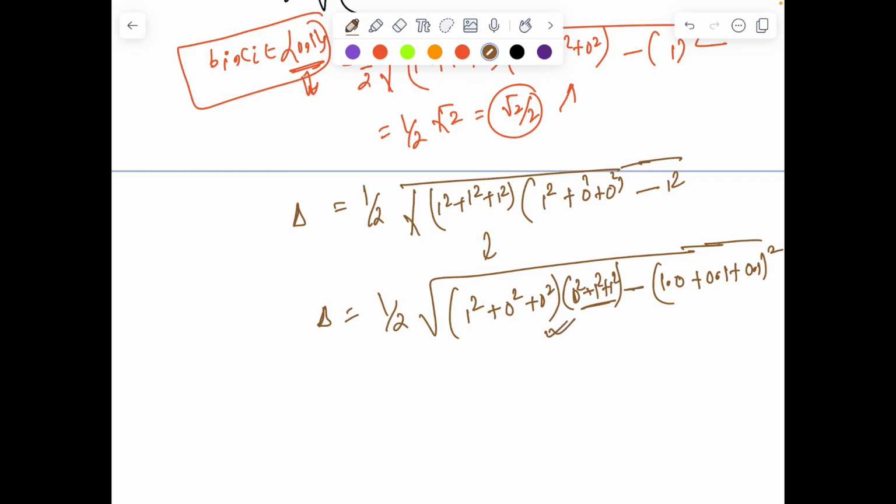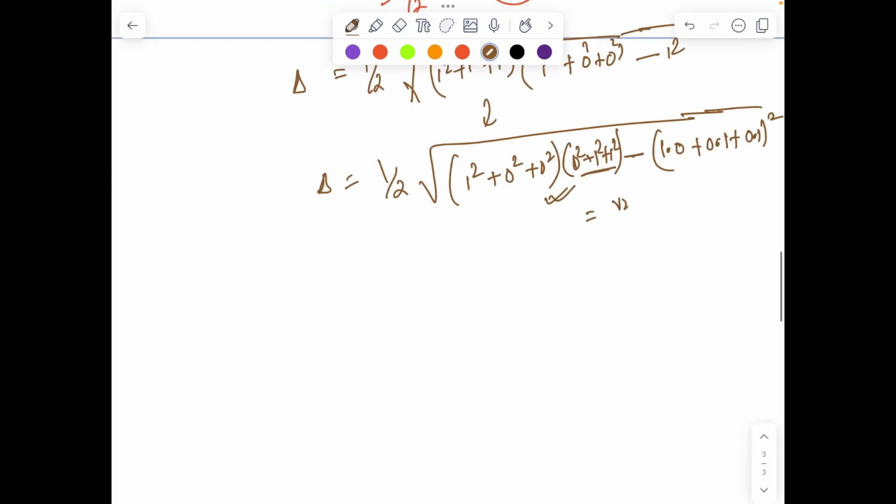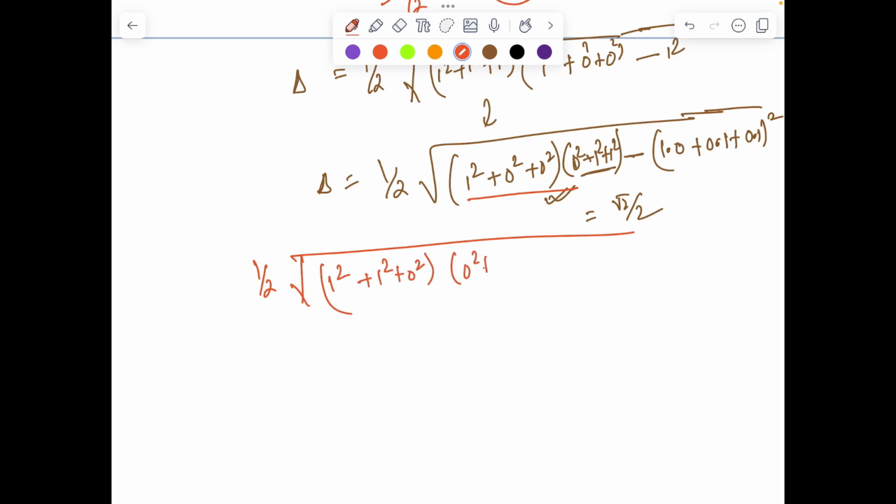So we have here 2 minus 0. Well, that's still not working. That's still giving root 2 by 2. Let's try one more last time. So what I'll have is 1 square plus 1 square plus 0 square and 0 square plus 0 square plus 1 square.